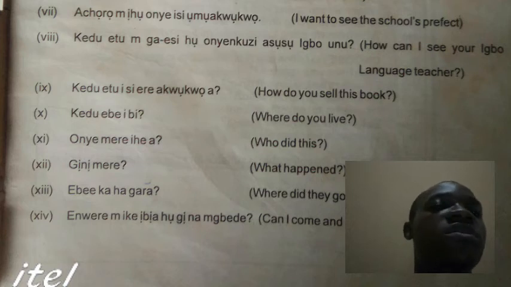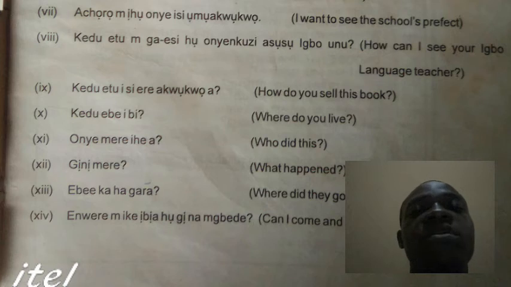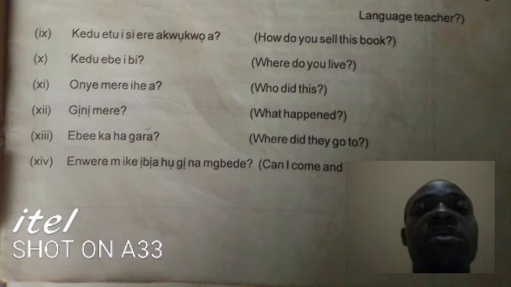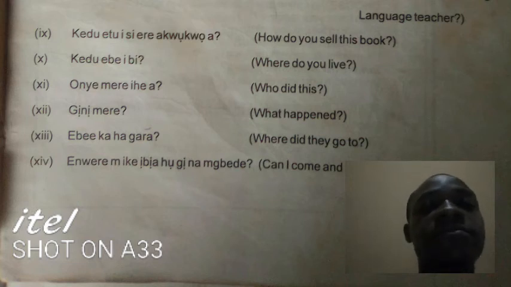You can say it in English, there, read it. The next one. Kedu etu isi ere akwụkwọ a? The next one. Kedu ebe ibi? Good. I say it in English there. Read it. Onye mere ihe a? Okay. The next one. Gịnị mere? This one. Ebe ka ha gara? Okay. The next one.